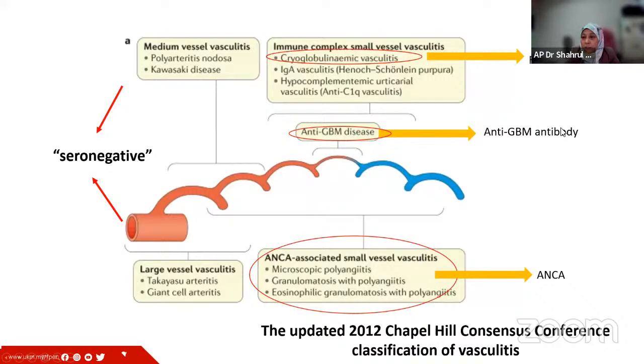Anti-glomerular basement membrane disease is a very specific antibody to GBM. But immune complex small vessel vasculitis is very non-specific because, for example, there is rheumatoid factor in cryoglobulinemic vasculitis.